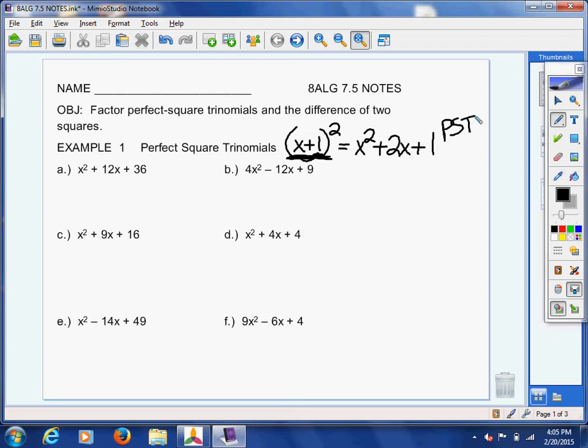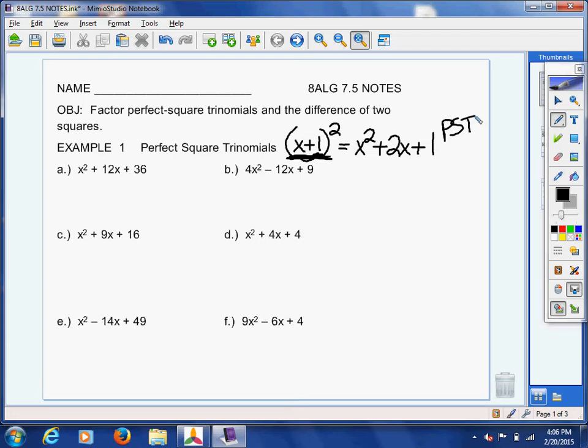B and F, you would have to actually factor those out using our 7.4 strategy that we learned, where we multiply in B, 4 times 9 is 36, factors of 36 that add up to be negative 12. You know all that, what we learned in 7.4, okay? And factoring it that way by grouping. I want to show you a shortcut.